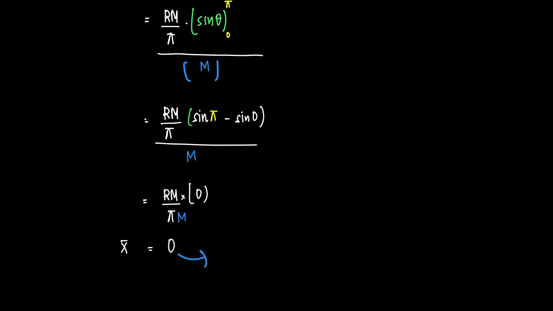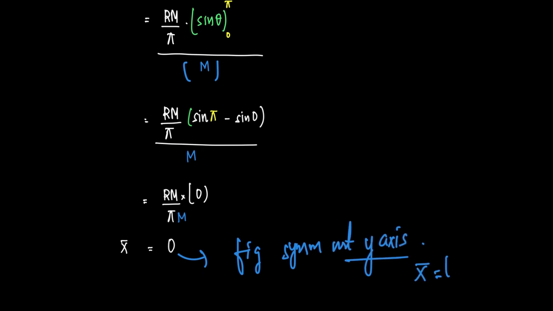Why? Because the given figure is symmetric with respect to the y-axis, and therefore x bar will be equal to 0. Right? And again, why should x bar be equal to 0? Because the center of mass will lie on the y-axis, and when the center of mass lies on the y-axis, that point will have the x coordinate equal to 0. Right? Simple logic.